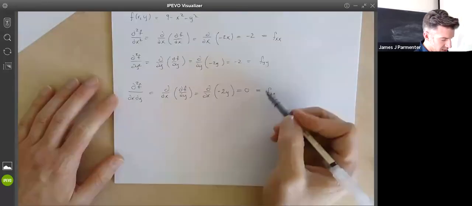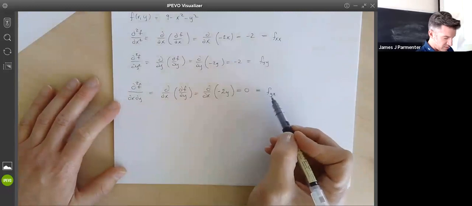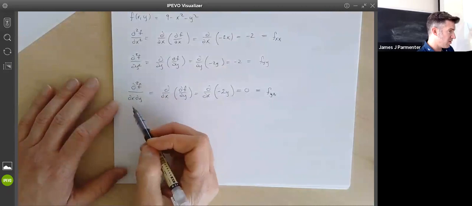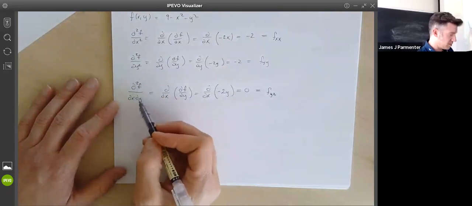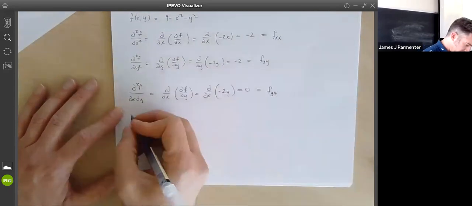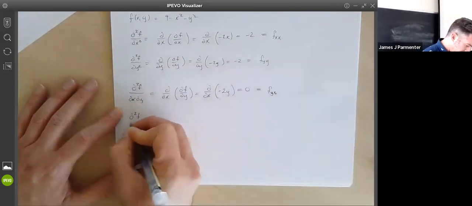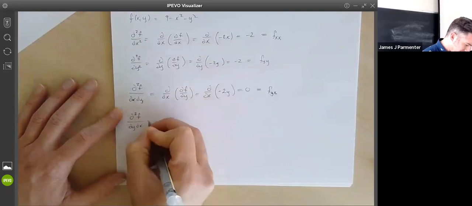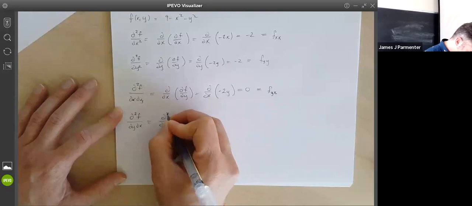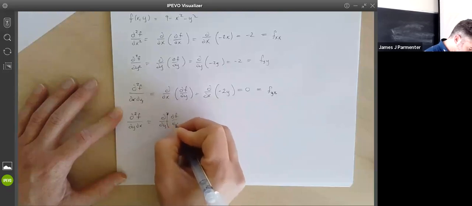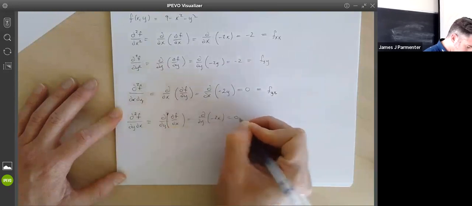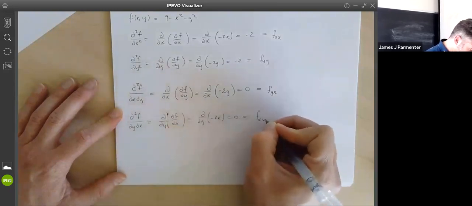When you write this notation, you do the partial derivative with respect to y first and then x. You read from left to right. This notation, you read from right to left. I do the partial with respect to y first and then x. So these are the same. In a similar way, del squared f del y del x, which is del y of del f del x, is del y of -2x, which is also 0, which is f_xy.